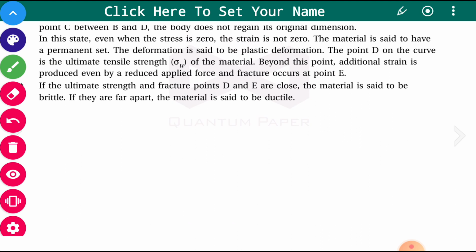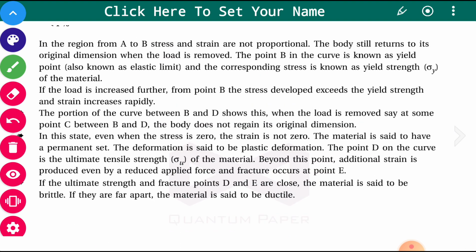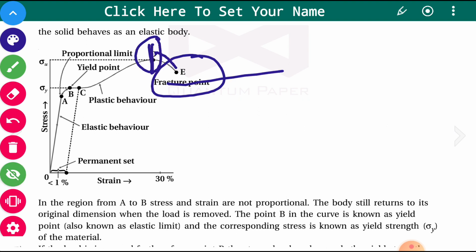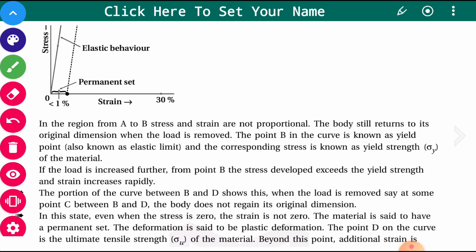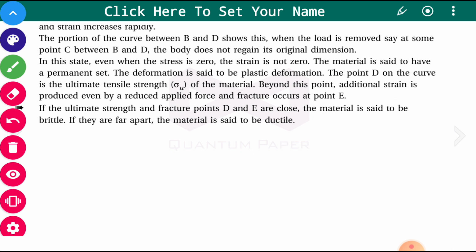If the ultimate strength point D and the fracture point E are close, the material is said to be brittle. If they are far apart, then the material is said to be ductile, meaning you can increase its length. Generally metals are ductile, while some other bodies, like charcoal, are brittle.